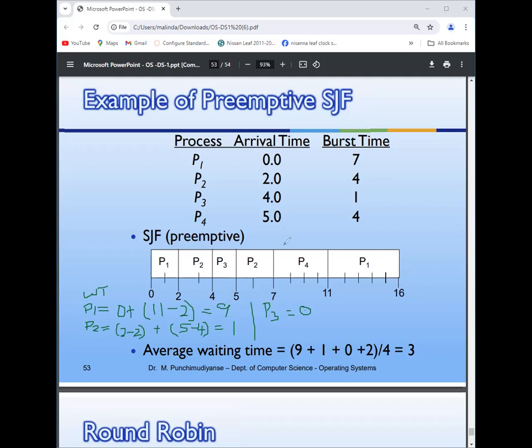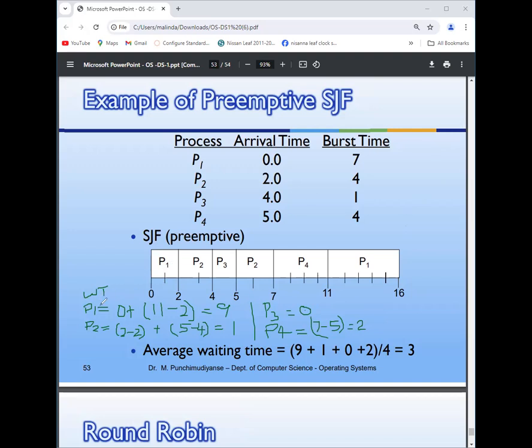Then P3's waiting time is 0 because it came at 4 and got the CPU time at 4. This is 4 minus 4, that is 0. And then P4 came to the queue at the 5th millisecond and got the CPU at the 7th millisecond, so 7 minus 5. Afterwards there is no other waiting time because P4 completes at 11. So P4's waiting time is 2.